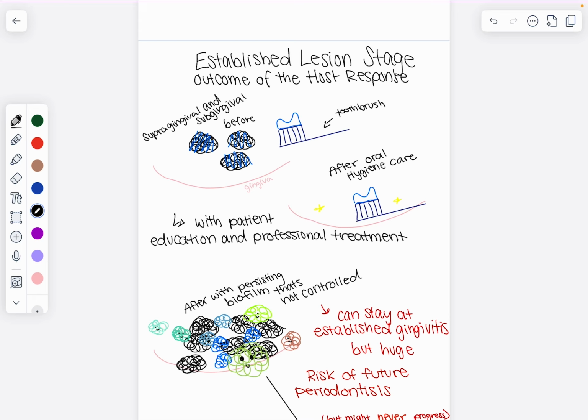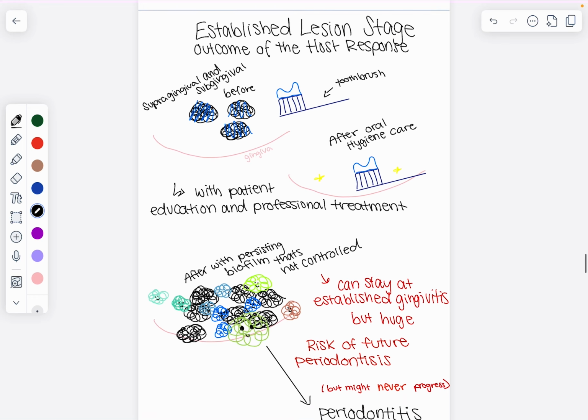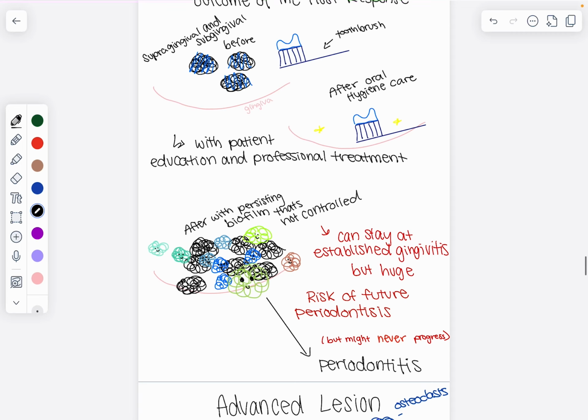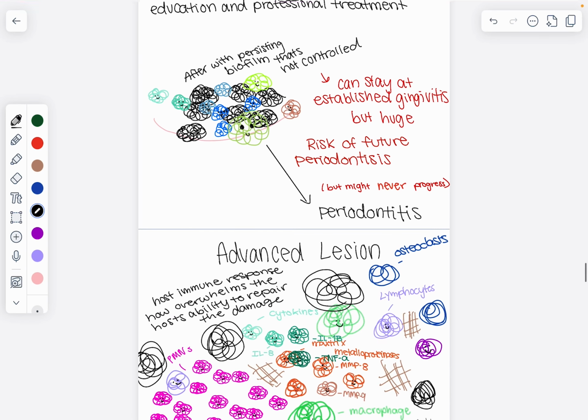Established lesion outcome of the host response. If inflammation resolves with good oral hygiene care, and the patient is now educated and professionally treated in the clinic, you can get this type of inflammation under control with continuing good oral hygiene care. But if the inflammation persists and biofilm isn't controlled, it can either stay at established gingivitis, but there is a huge risk for developing future periodontitis. It might never progress to periodontitis, but it's best to get this condition under control so that it does not develop into periodontitis in the future.